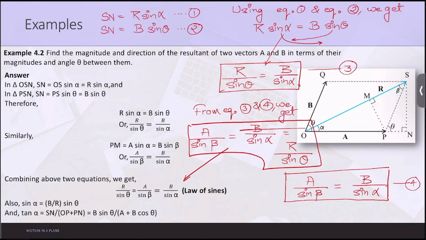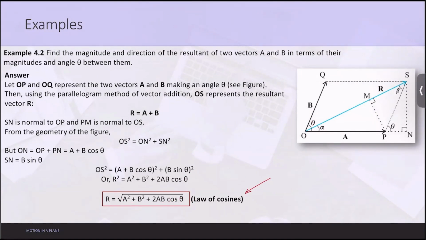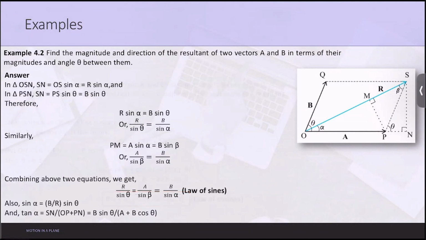As these all involve sine values of theta in the expression, this is called the law of sines. Because the earlier expression involved cosines, it was called the law of cosines, and because this expression involves sines, this is called the law of sines. That is how we approached it. Finally, we derived two different laws, and we also found the magnitude and direction of the resultant of two vectors.